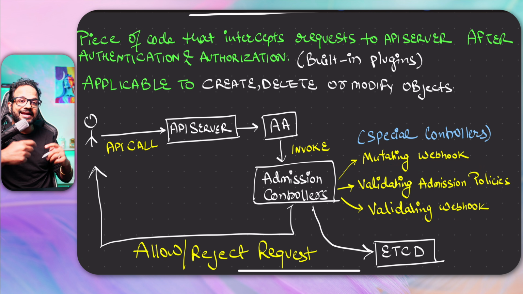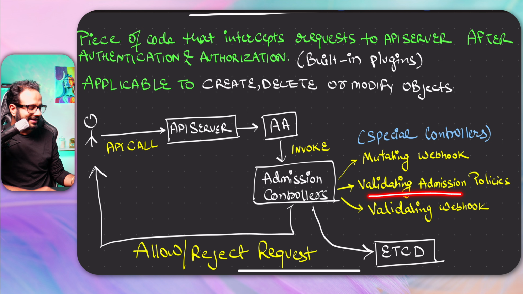Then we have another type of controller, which is mutating webhook. Mutating means it actually makes certain changes as per the request and response. So it mutates the object from one state to another. It makes certain changes. Okay. So mutate is the word that you need to take care of, right? It changes something, it mutates something.